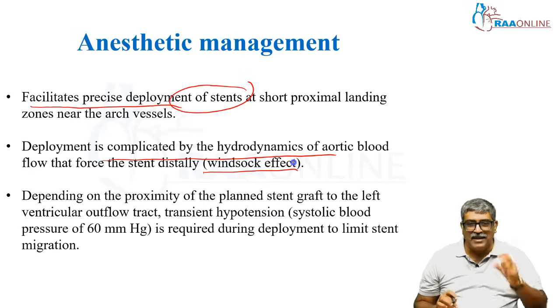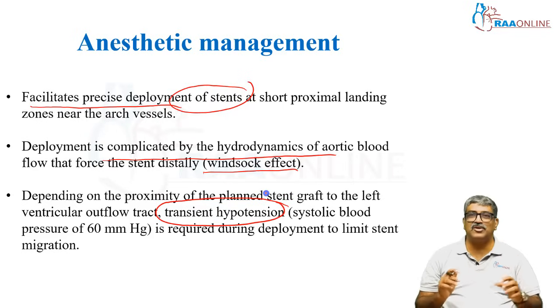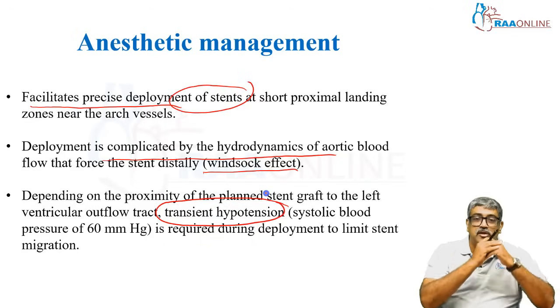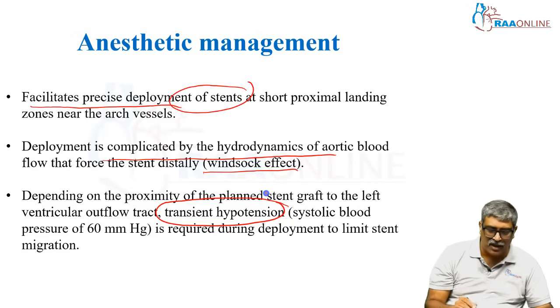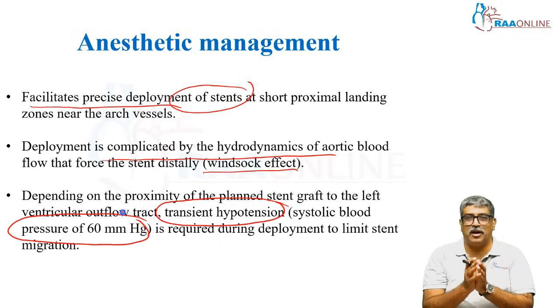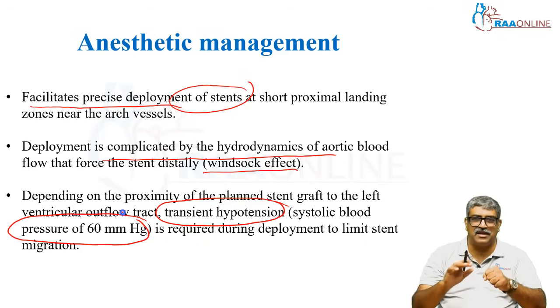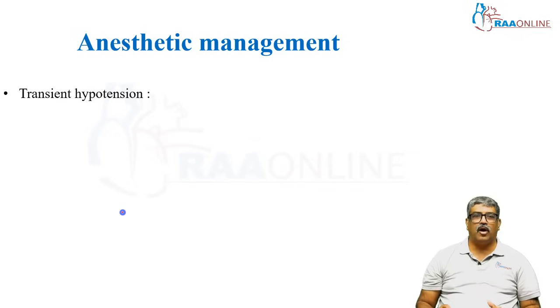So at this time, we have to induce hypotension so that the blood pressure is not very high and landing happens smoothly. There, the anesthesiologist plays a major role. He reduces the blood pressure to around 60 millimeters of mercury during deployment so that stent migration or stent mobilization doesn't happen. Once landing happens, you get the blood pressure back to normal.